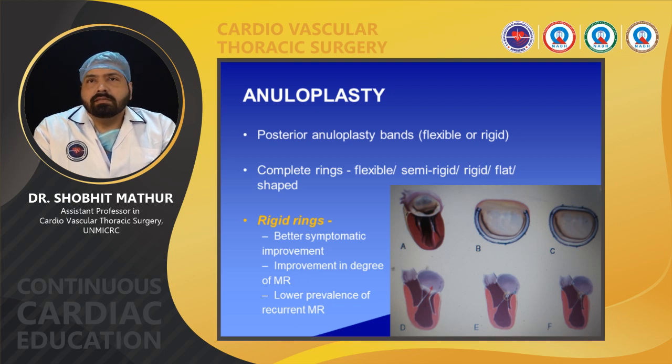So now coming to annuloplasties, I would like to discuss this topic briefly because this is basically the technique that is employed for repair of mitral valve in cases of ischemic mitral regurgitation. The options available are posterior annuloplasty bands. You can see diagram B showing annuloplasty done on the PML, and the other type are complete rings. You can see diagram C that shows a complete ring covering both the post-PML annulus and the AML annulus. Complete rings can be flexible, semi-rigid, rigid, flat or shaped.